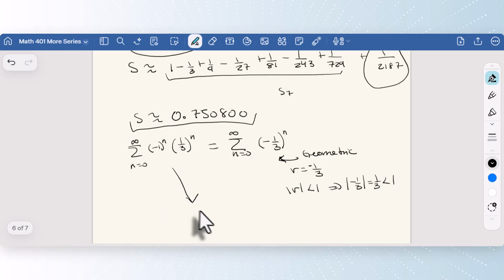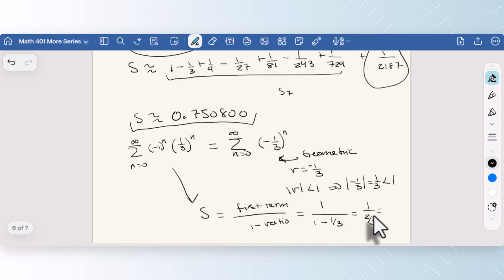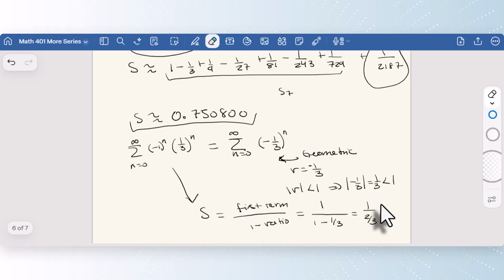And the geometric series allows us to find the sum, right? The sum is the first term over 1 minus the ratio. So in our case, the first term is when n is 0, so you get just 1, and we can see it up here. The first term is 1 over 1 minus 1/3. So it's 1 over 2/3, right, 1 minus 1/3 is 2/3. Wait, hang on. The ratio is negative 1/3. Let me go back over here.